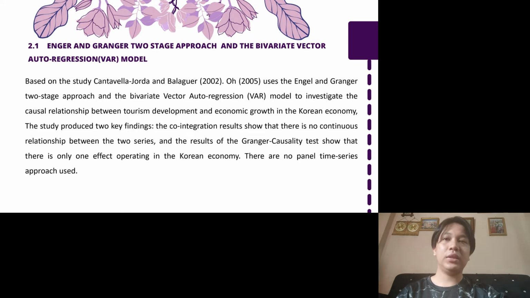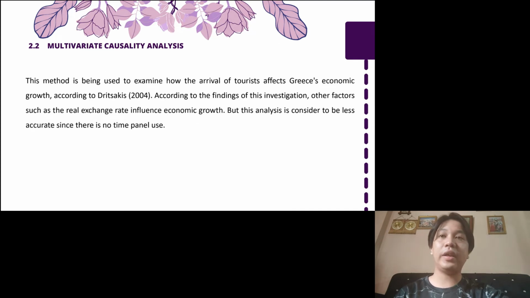But this method is not accurate, such that there are no panel time series approach used. Next, multivariate causality analysis. This method is used to examine how the arrival of tourists affects Greece economic growth according to Sakis 2004. But this method is also inaccurate because there are no time panel used.